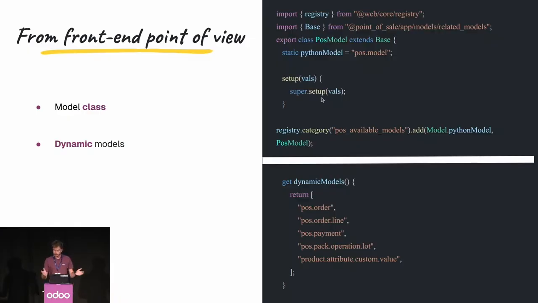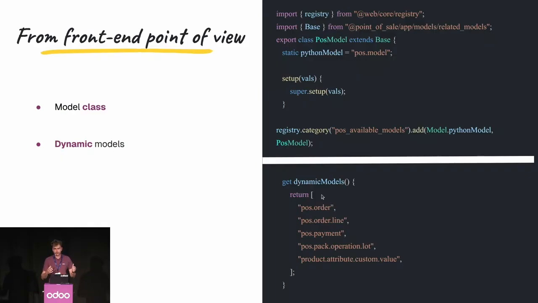But if you don't need to add anything, no need to create this class. It will be created automatically. And we have also different behavior for dynamic models, that are models that can be created in the front end, and when you declare them in this getter, they'll be synchronized with the IndexedDB and everything.